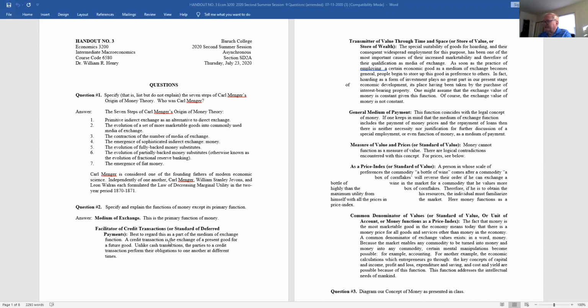A credit transaction is the exchange of a present good for a future good. So unlike cash transactions, the parties to a credit transaction perform their obligation to one another at different times. So the creditor leads off, and the debtor follows with payment of interest and principal. We have a transmitter of value through time and space. Value here, it's almost as if it were objective, but it's really not.